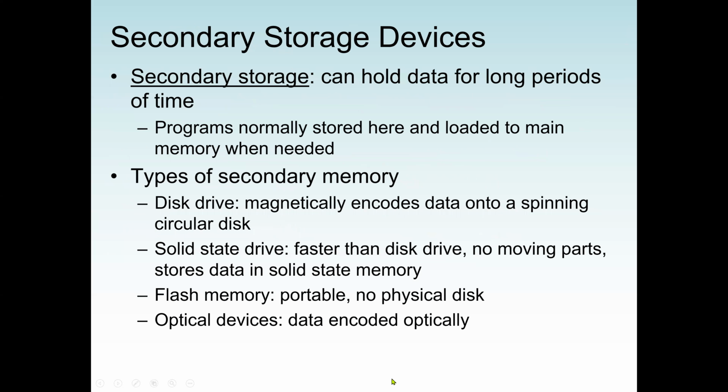The secondary storage device is where we can store data permanently and for a long period of time. Programs are normally stored here, and data are also normally stored in secondary storage devices. We have different types of secondary storage devices, or secondary memory. We have the disk drive, the solid state drive, flash memory, and also optical disk. An optical disk can be a common CD where we normally store music, information, etc.